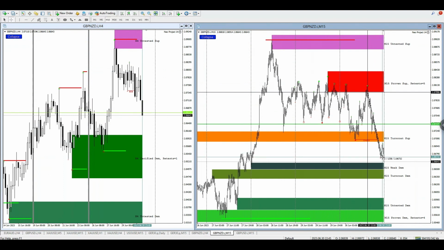One of the traders in my actual group, he is in the VIP group as well, he did actually manage to catch this sell trade setup simply based on the 4-hour strategy setup.